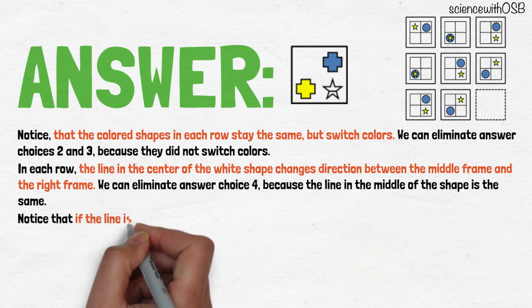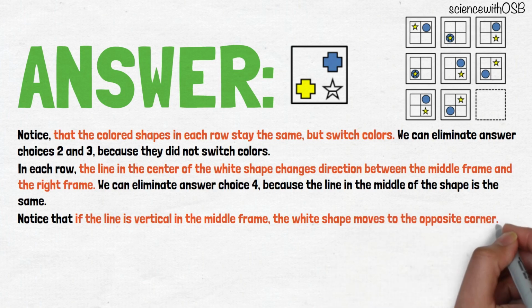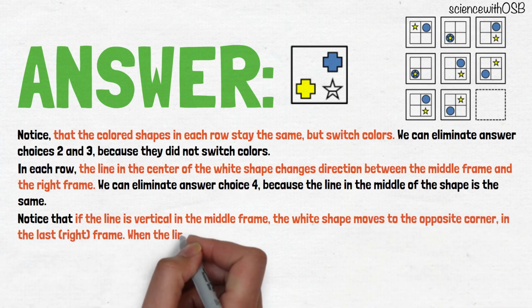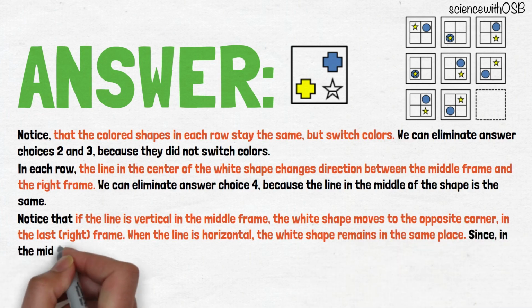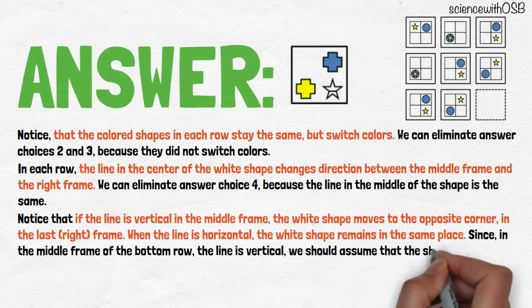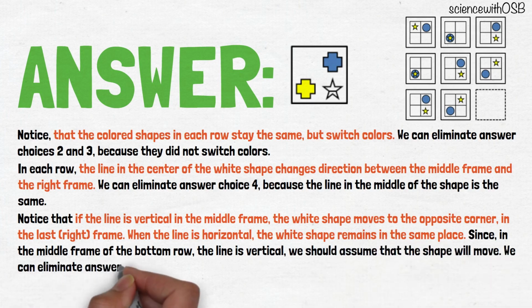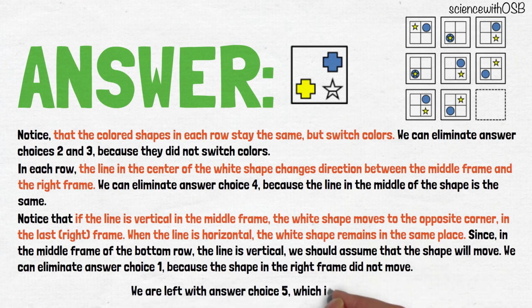Notice that if the line is vertical in the middle frame, the white shape remains in the same place. Since in the middle frame of the bottom row, the line is vertical, we should assume that the shape will move. We can eliminate answer choice 1 because the shape in the right frame did not move. We are left with answer choice 5, which is hence the correct answer.